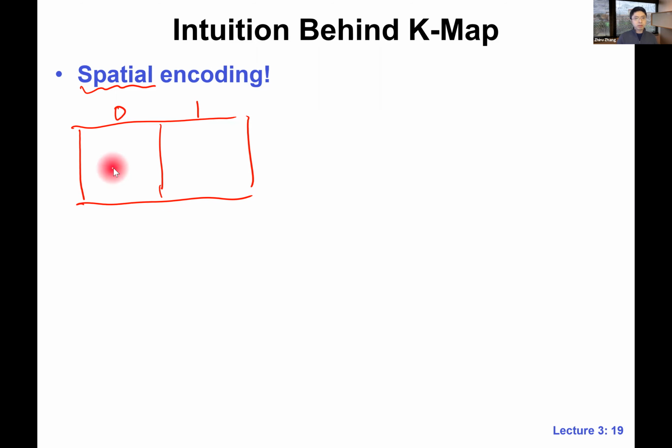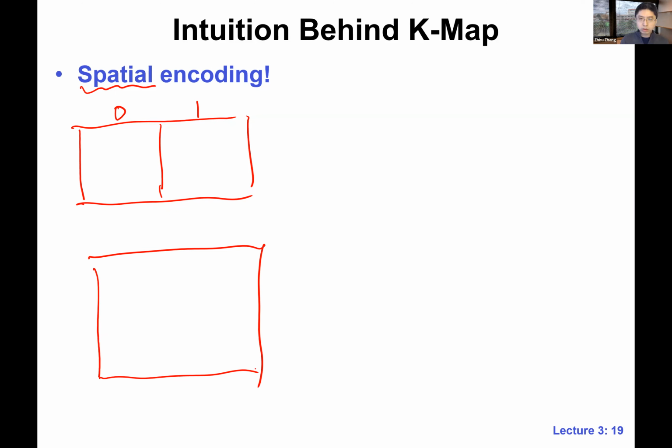But we can also use it to encode spatial information. What do I mean by this? Let's say most of you are staying in an apartment right now. You can use 0, 1 to indicate whether you are in the bedroom or the living room. So basically, this is my map. 0 means I'm in the bedroom, 1 means I'm in the living room. Then if I use this spatial encoding, it's pretty straightforward to encode 2 bits.